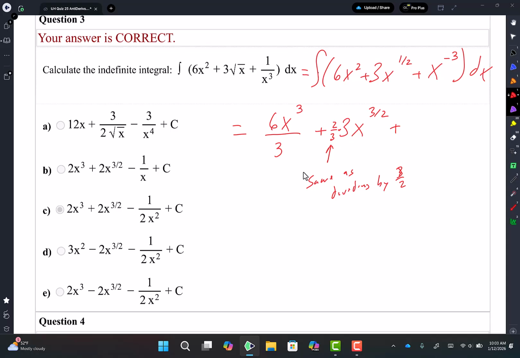Plus, add 1 to that exponent. What's negative 3 plus 1? X to the negative 2 divided by negative 2. Perfect. And then put a plus c.